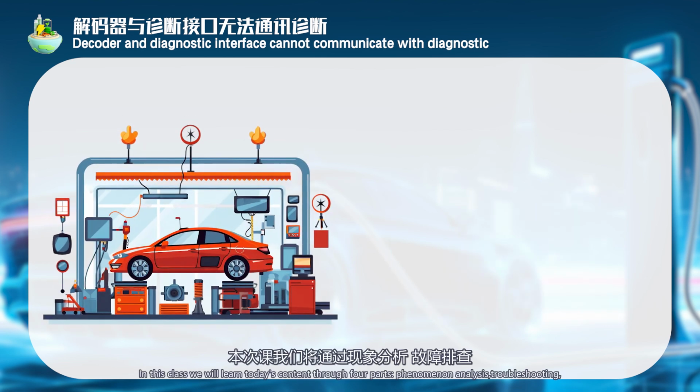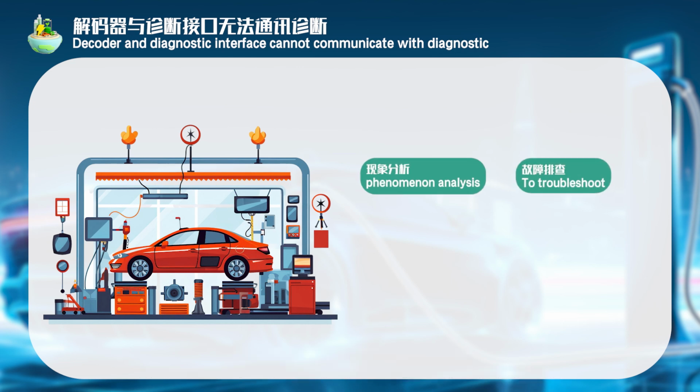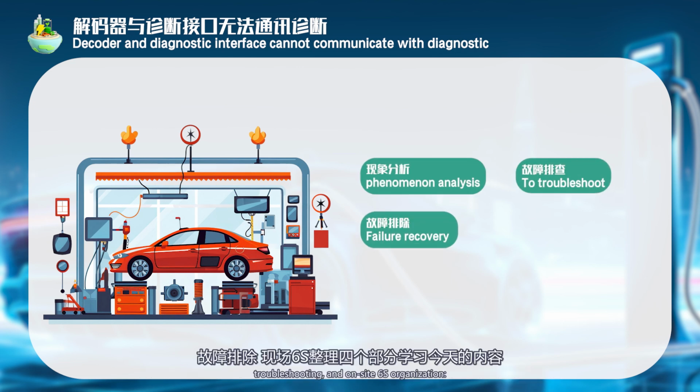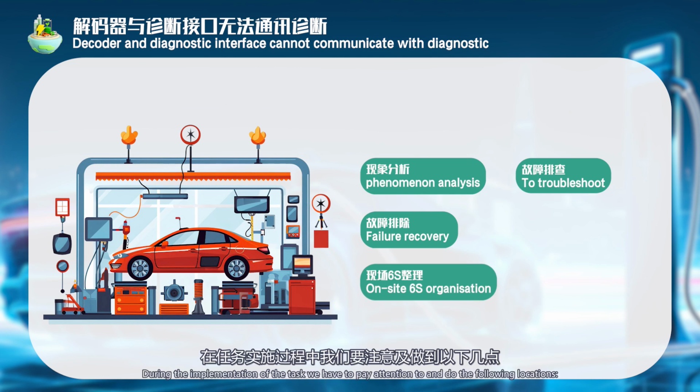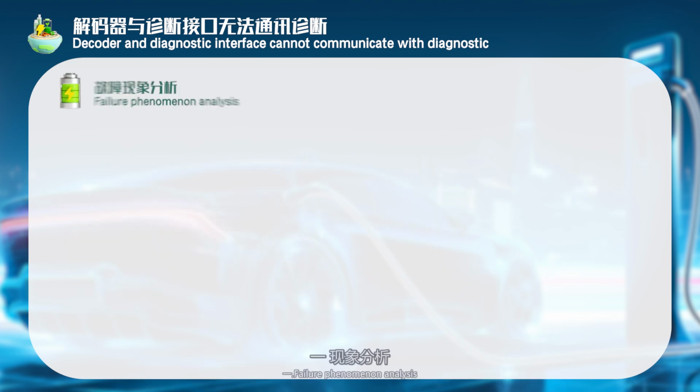In this class, we will learn today's content through 4 parts: phenomenon analysis, troubleshooting, failure recovery, and on-site 6S organization. During the implementation of the task, we have to pay attention to and do the following. Part 1. Failure phenomenon analysis.